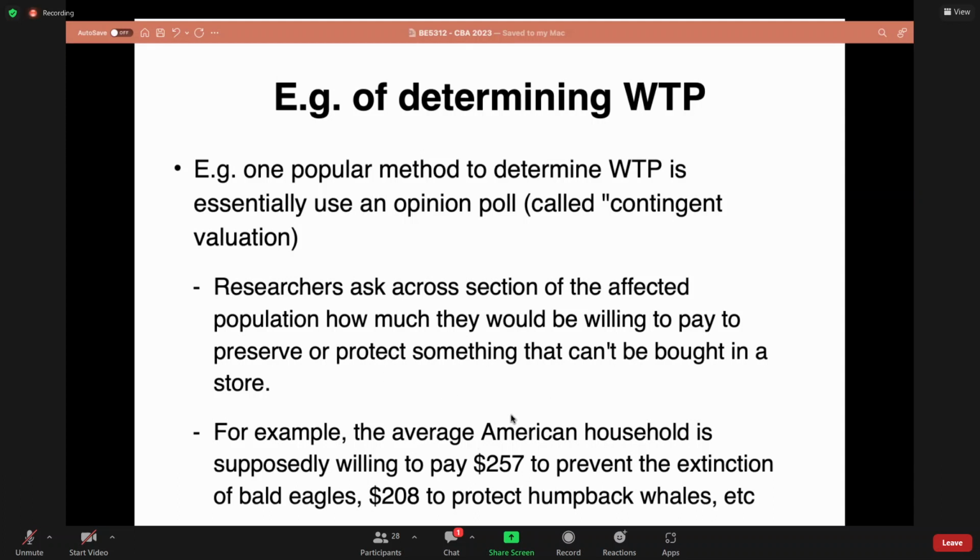Say, for example, from an environmental protection study in America, they conducted a willingness to pay survey and found that on average, people are willing to pay $257 to prevent the extinction of a particular type of bald eagle, or $208 to protect humpback whales. So that's how much value an average American places on protecting that particular species.